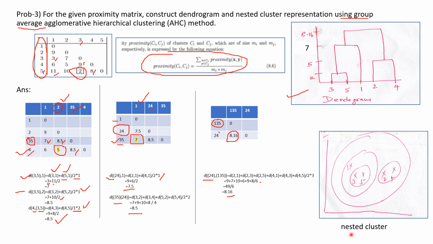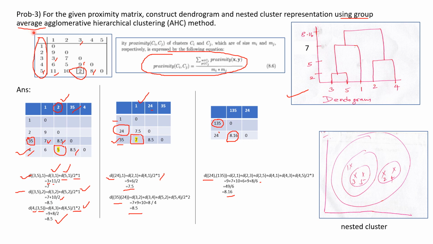Similarly, a nested cluster diagram can also be drawn. First 3, 5 was merged, so draw it here. Next 2, 4 was merged, draw it here. Next 3, 5 with 1, draw it here. Next 1, 3, 5 with 2, 4, the entire thing. Okay, this is the complete problem here.